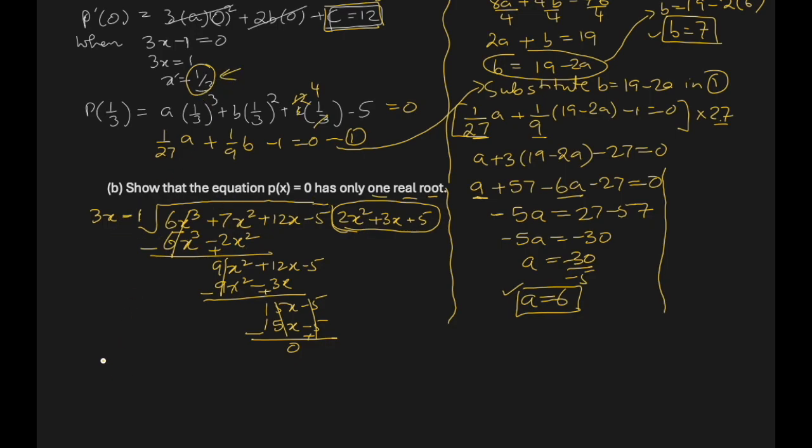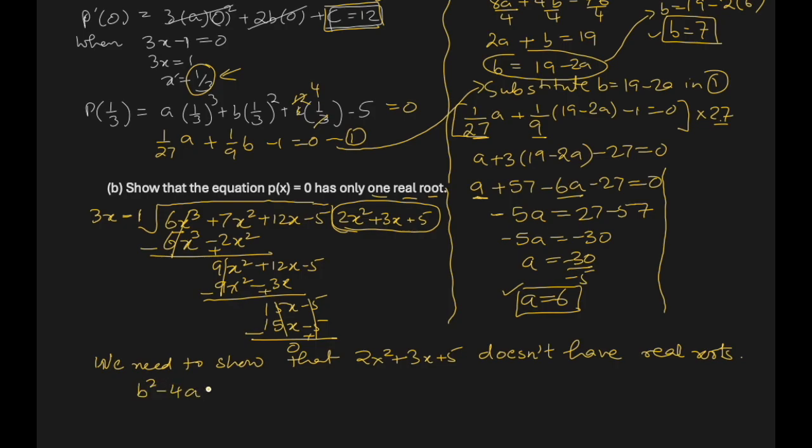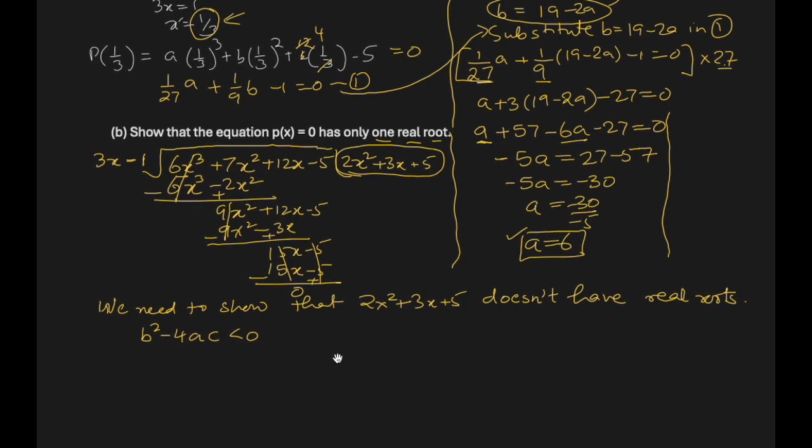So what will we see? We have to prove that we need to show that 2x square plus 3x plus 5 doesn't have real roots. And how do we show that? For that, the b square minus 4ac, the discriminant, has to be less than 0. If it is the case, it has no real roots.